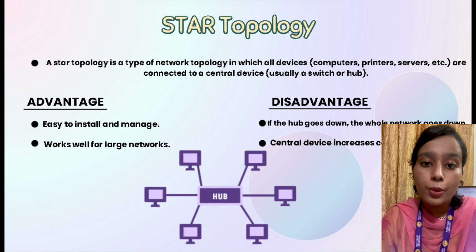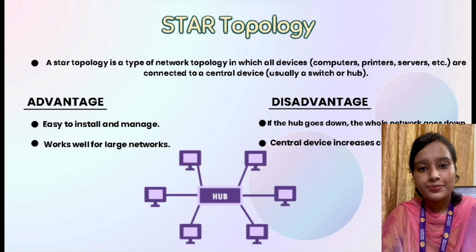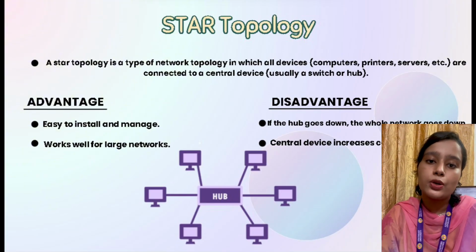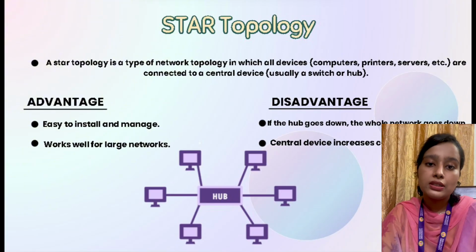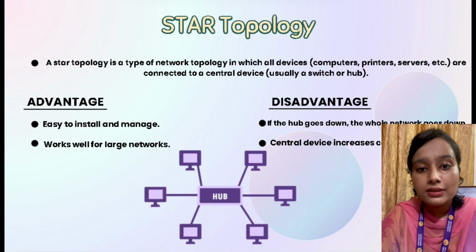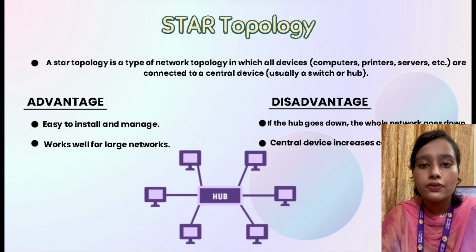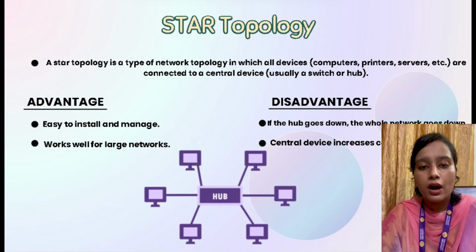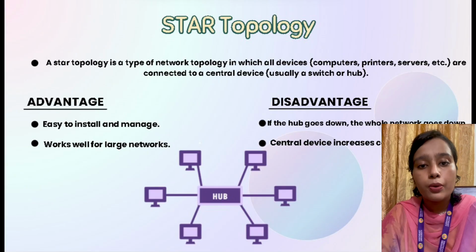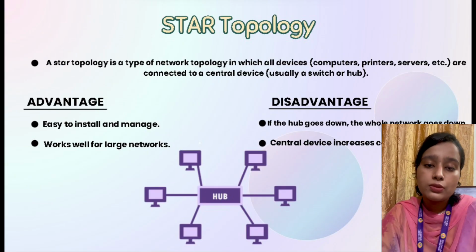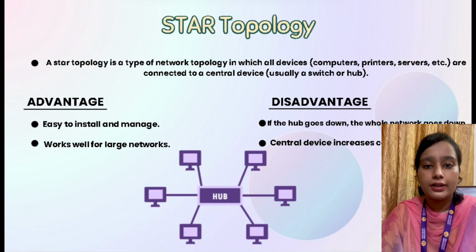So our next topology is star topology. You can see in my slide, it looks like a star, right? I would like to explain what star topology is. Star topology is a network topology where all devices are connected to a central device. Usually we use a switch or hub. This topology also has some advantages and disadvantages. I would like to explain them to you.